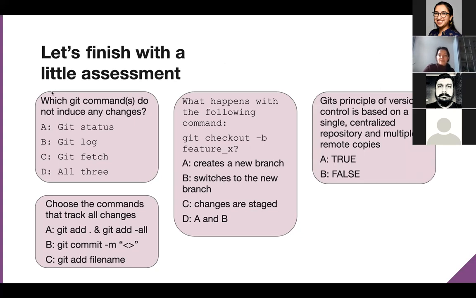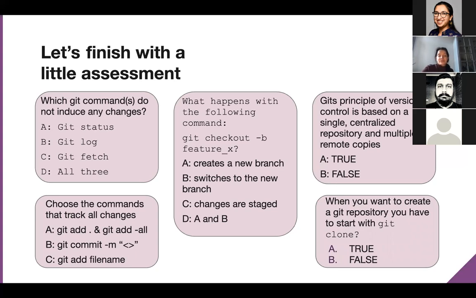Let me move on. Git's principle of version control is based on a single centralized repository and multiple remote copies. True or false? Yes, it's false. And the last point: when you want to create a Git repository, you have to start with git clone, true or false? So yes, in fact, you don't have to start with git clone. You can also start with git init.